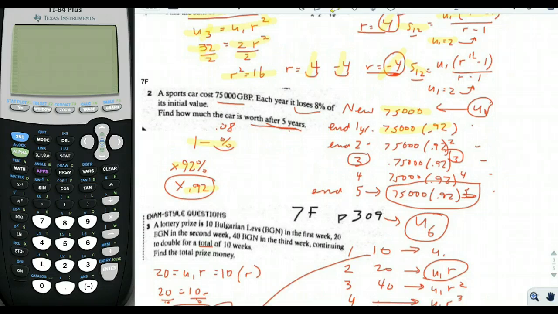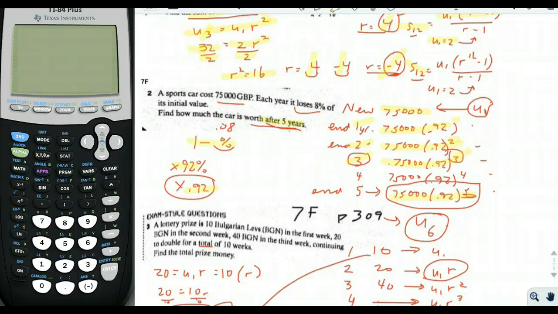At the end of the second year, it's $75,000 times 0.92 squared. At the end of the third year, it's $75,000 times 0.92 cubed. Do you see the pattern now? 3, 3, 2, 2, 1, 1. So what about the end of the fifth year, which is what they're asking for? Then you're going to have 75,000 times 0.92 to the fifth, because that's following the pattern.